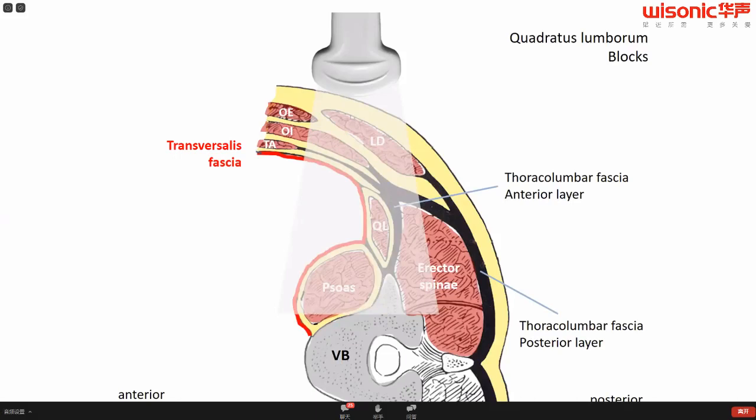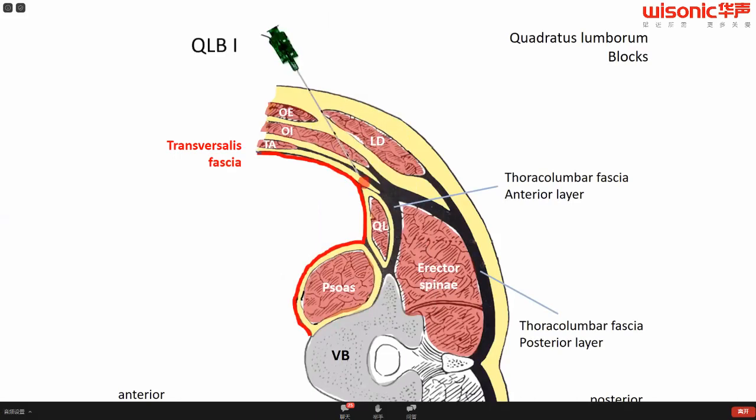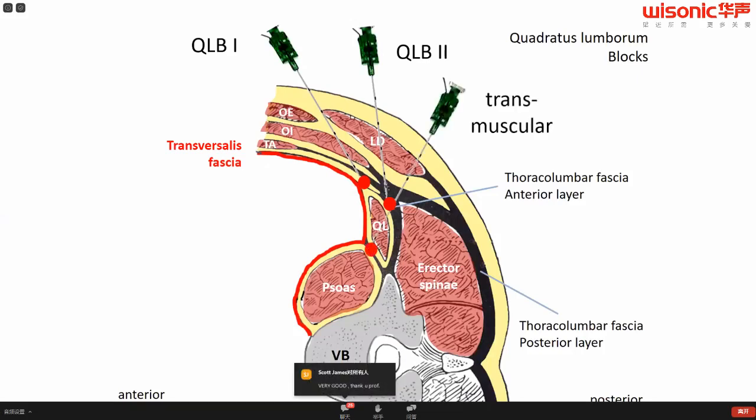A convex probe is placed in the flank of the patient. If you do a QL block 1, the local anesthetic is placed lateral to the quadratus lumborum muscle. For the QLB 2 block, the local anesthetic is placed posterior to the quadratus lumborum. And if you do a transmuscular block, the needle is advanced through the quadratus lumborum and the local anesthetic is placed in front of it.